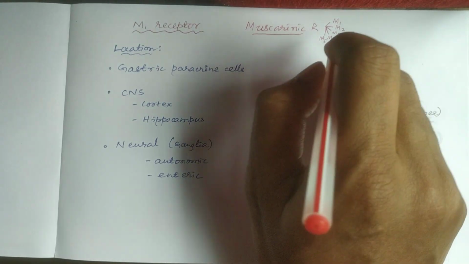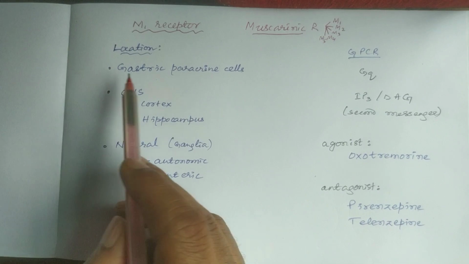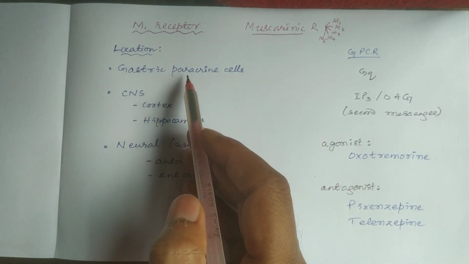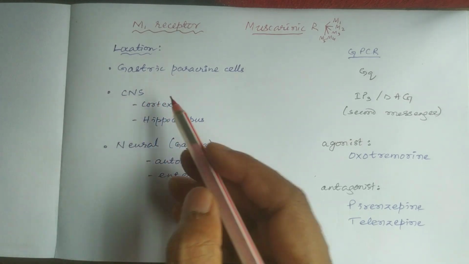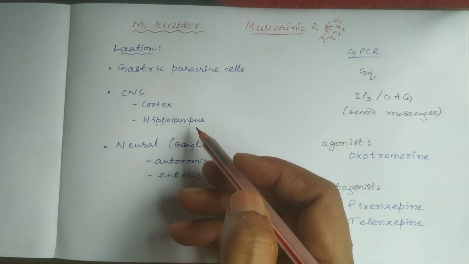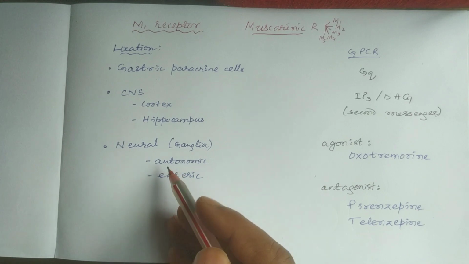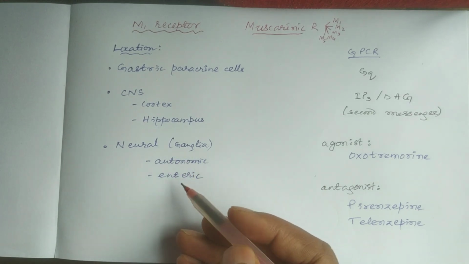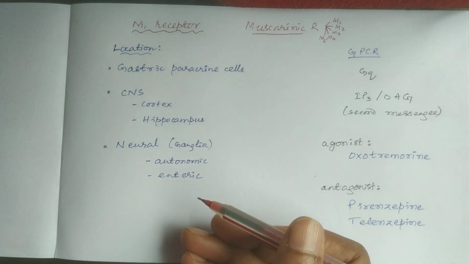receptor. And M1 receptor is located in the gastric paracrine cells, the parietal cells of GIT, in CNS, mainly in the cortex and hippocampus, and in the neural, that is in the ganglia, autonomic ganglia, and in the enteric part.